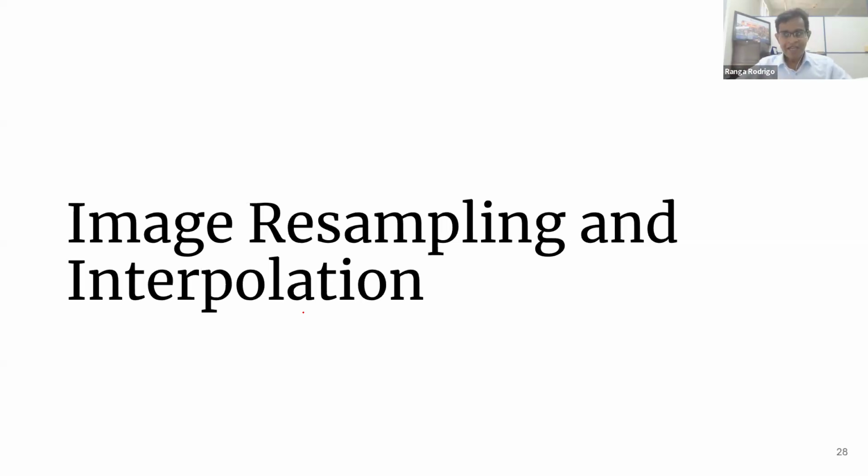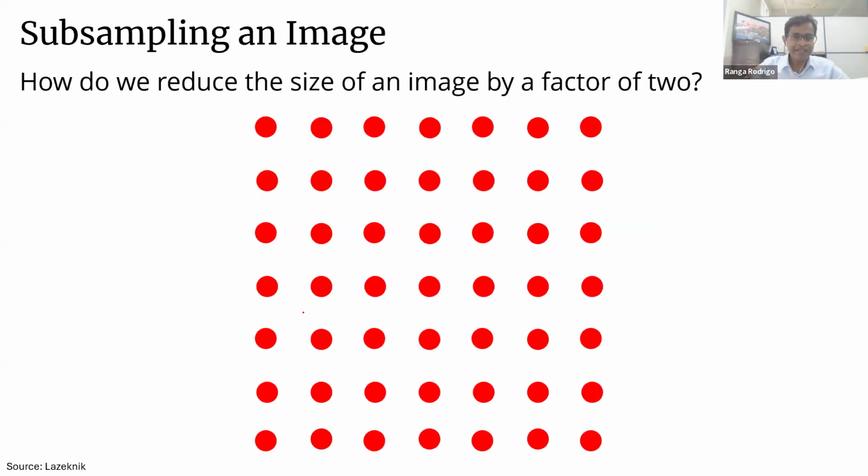Okay. Resampling and interpolation. Now we are looking at how to make an image large, how to make an image small. So think about these are the locations of the pixels. How do we reduce the size of an image by a factor of 2?